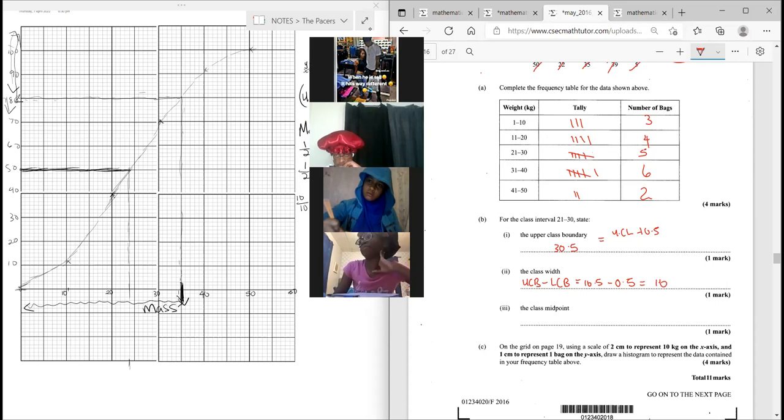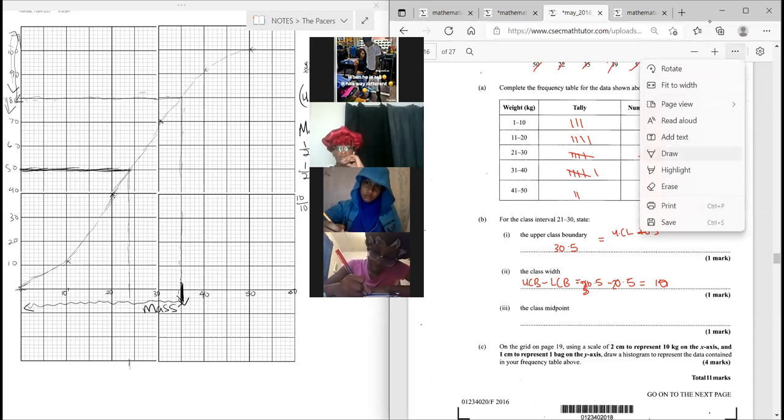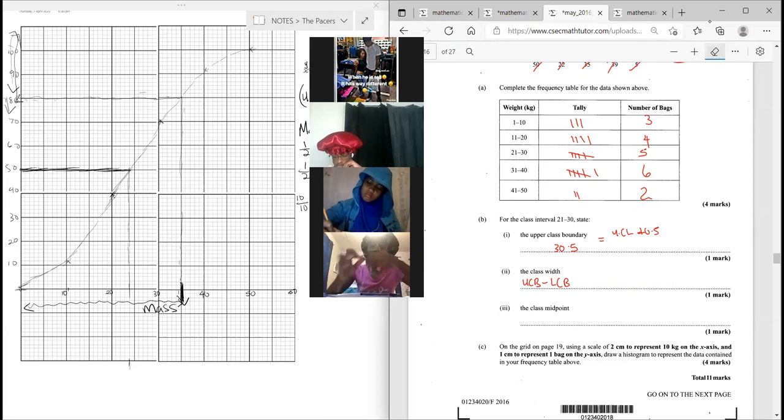All these little things we have to remember. But didn't they say for the class interval 21 to 30? Oh yes. So 20.5 minus 30.5. Good observation, the width will be the same, because all of them will be the same width, but let's use 30.5 and 20.5. It will still be 10. So that's 30.5 minus 20.5, giving us 10 as our width.